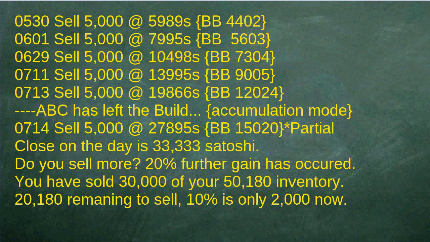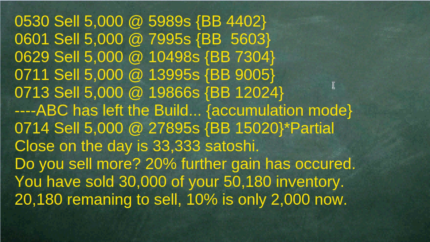And a bunch of other trades, but the dates: May 30th, June 1st, then the end of June, and then into July. These are all sell orders here. May 30th selling at 6,000, and then the buybacks would be on the right hand side. June 1st selling 8,000, and each time selling 5,000 of the altcoins, selling at 10,005, about 14,000, and then selling at about 20,000. And ABC has left the building.